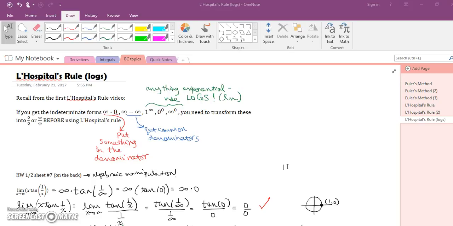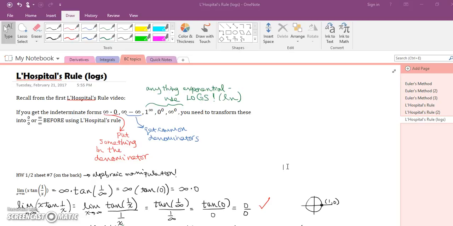I realized that the L'Hopital half sheet I gave you was double-sided. The front was multiple choice. The back was 8 more problems. The back problems were very difficult. And I realized that when I assigned this, I hadn't taught you how to do the most difficult type of L'Hopital problem. So here you go.